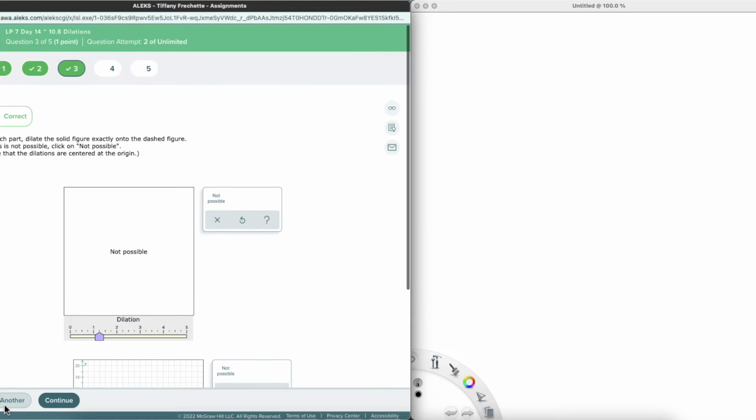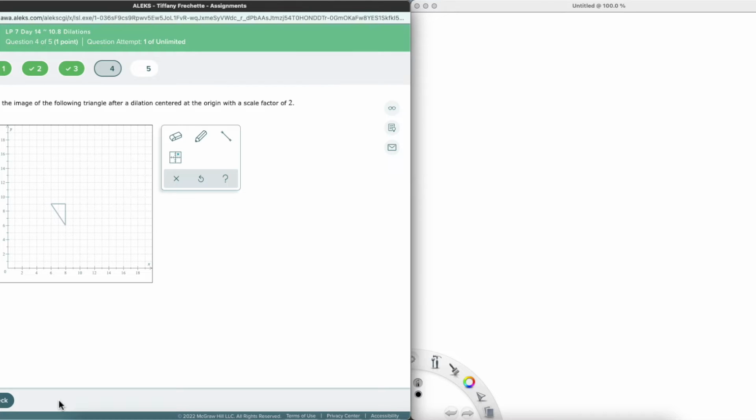All right. So now that we've actually gotten to see that, okay, so draw the image of the following triangle after a dilation centered at the origin with a scale factor of 2. So what they're not showing us is we don't have a little slide bar anymore. We have to do this all on our lonesome now. So no more of those cute little slide bars. We have to figure out the calculations here.